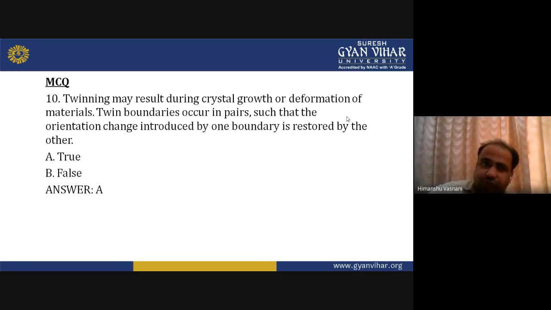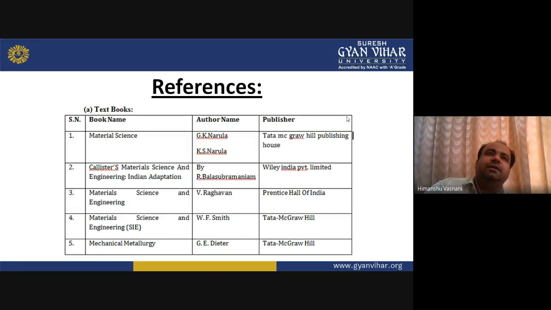And the last question: twinning may result during crystal growth or deformation of materials. Twin boundaries occur in pairs such that the orientation change introduced by one boundary is restored by the other. It is true. So we have studied all the kinds of defects along with the slip systems. These are normal defects that are found, but you can understand them easily if you study them under a microscope, so that you are able to identify them.